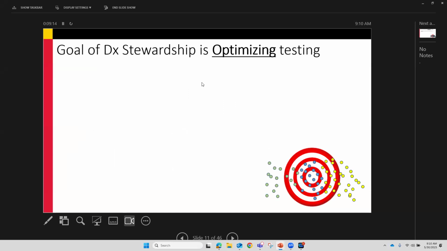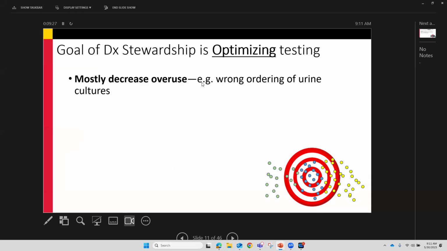And I would emphasize that this is about optimizing testing. And so if we think about our goal is to hit the target, we're trying to hit the middle and not do things too infrequently, but not do too much of things. And I think, for infectious disease, and at least a lot of the tests that I deal with, the problem probably is that we have too much testing. We do urine cultures kind of as screening in the emergency room. And so there is too much. And so a lot of it is about decreasing overuse.